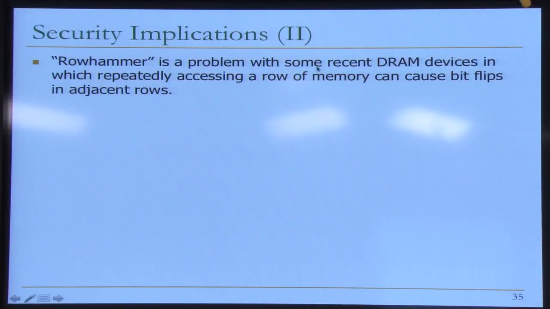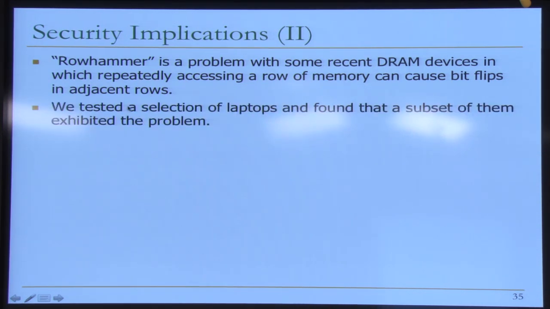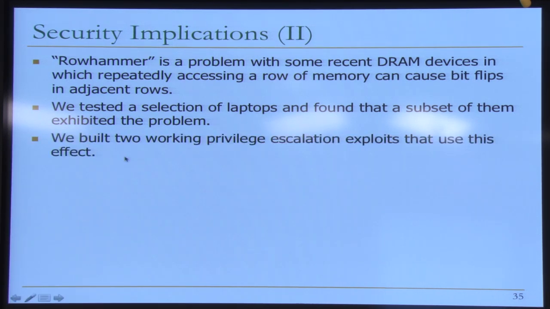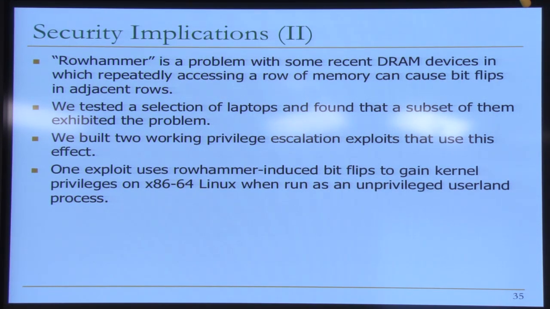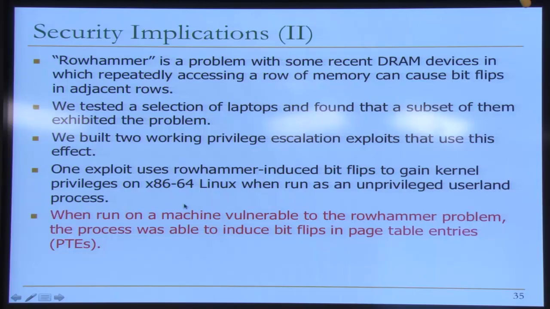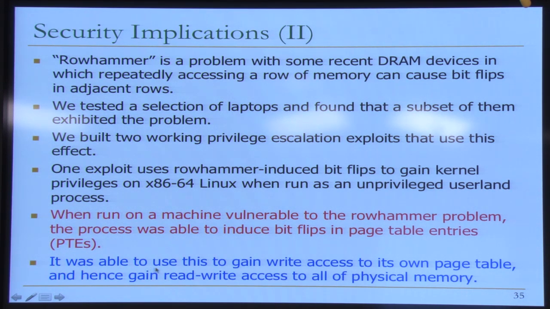They say row hammer is a problem with some recent DRAM devices in which repeatedly accessing a row of memory can cause bit flips in adjacent rows. We tested a selection of laptops and found that a subset of them exhibited the problem. This is the Google Zero project. We built 2 working privilege escalation exploits that use this effect. And now that you know virtual memory, you'll perhaps understand. One exploit used row hammer-induced bit flips to gain kernel privileges on Linux when run as an unprivileged user process. When run on a machine vulnerable to the row hammer problem, the process was able to induce bit flips in page table entries. It was able to use this to gain write access to its own page table, and hence gain read-write access to all of physical memory.